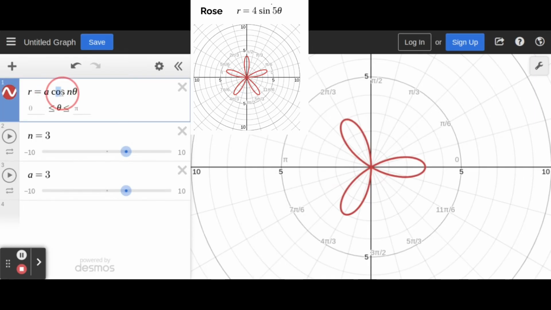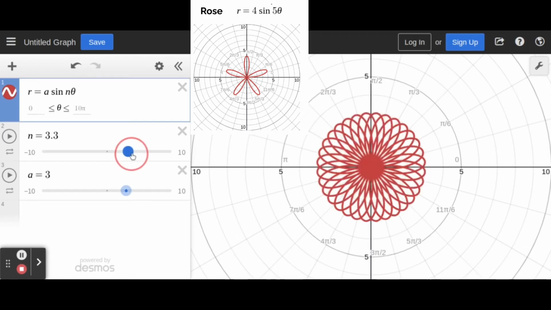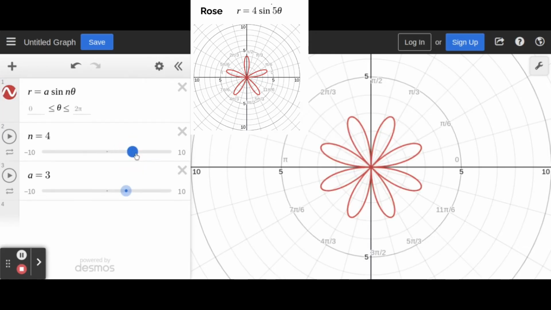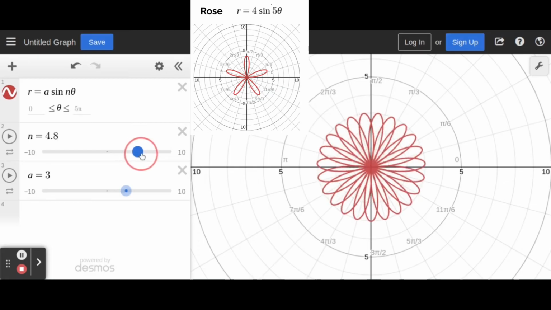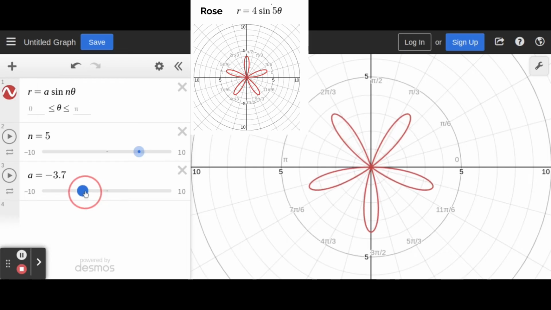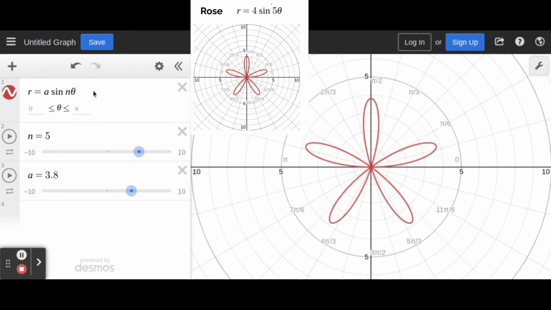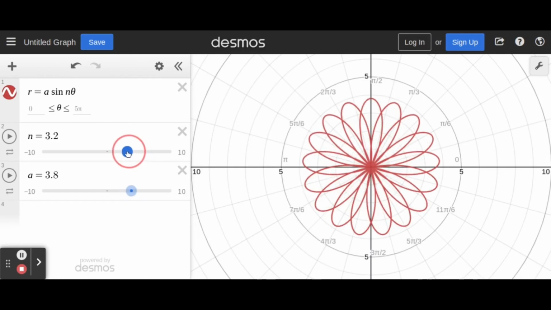If I turn cosine into sine, it kind of shifts a little bit. And instead of starting here on the positive x-axis, it starts up here now. And as I make n larger, so now it's even again, I have 8 petals. If I make it 5, it now has 5 petals. If I make it negative, ooh, it's upside down. And the a just determines whether I have something that's bigger or smaller. It's my magnitude.